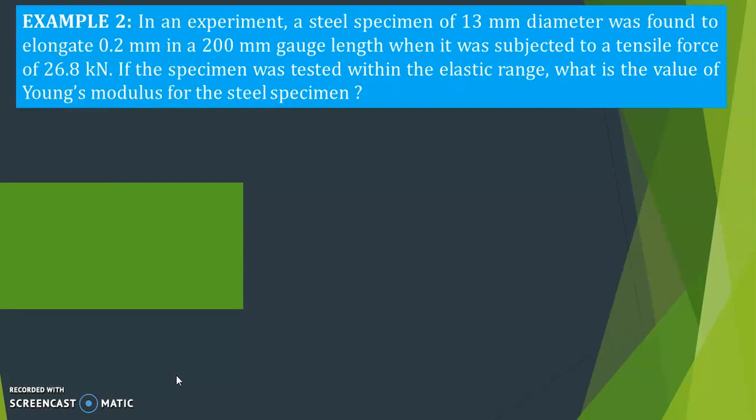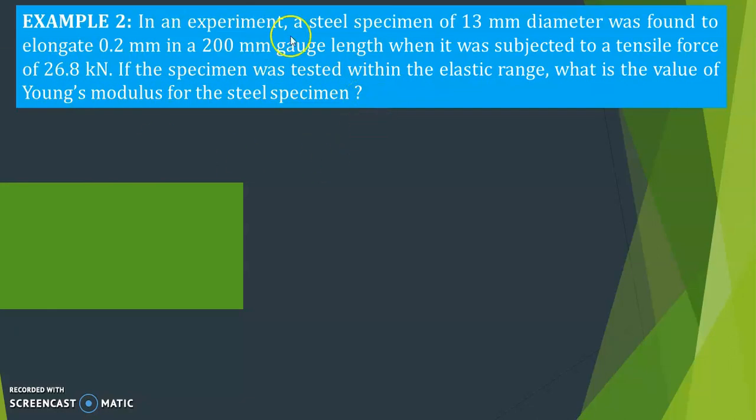This is given in an experiment. A steel specimen of 13 mm diameter was found to elongate 0.2 mm in a 200 mm gauge length when it was subjected to a tensile force of 26.8 kilonewton. If the specimen was tested within the elastic range, what is the value of Young's modulus for the steel specimen?